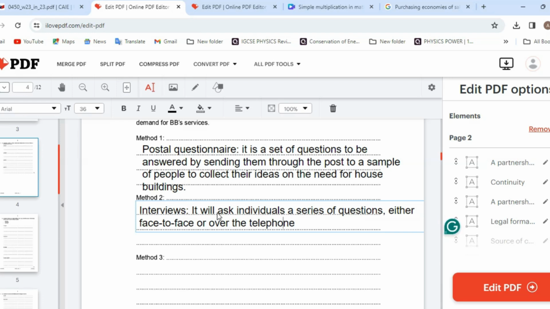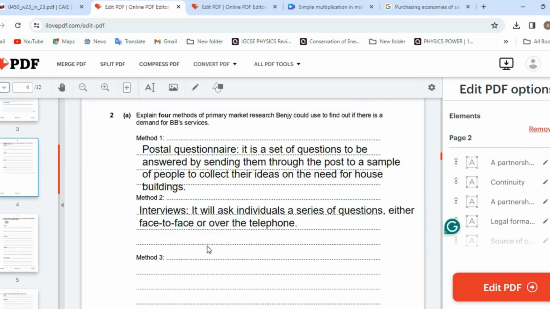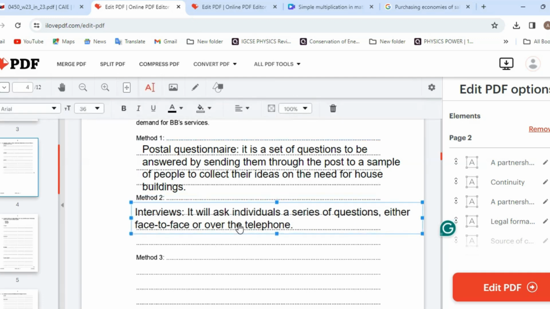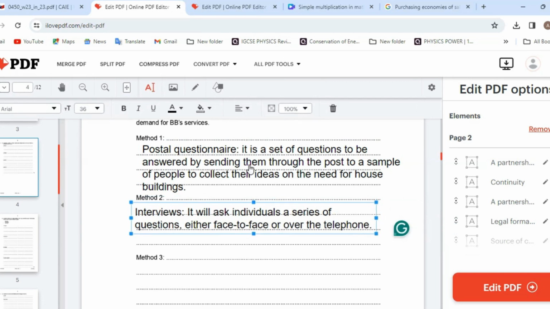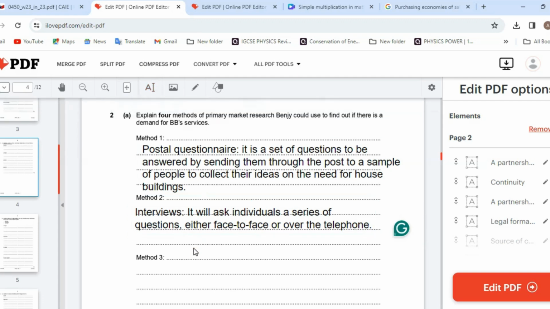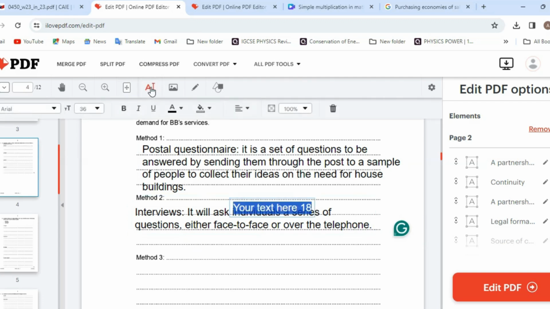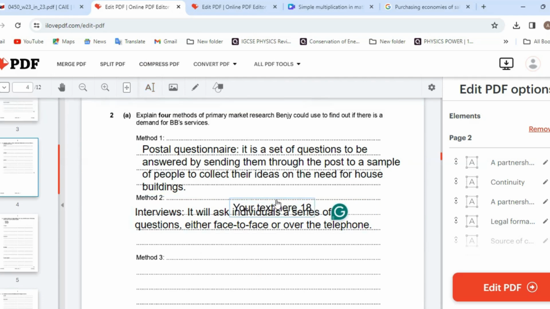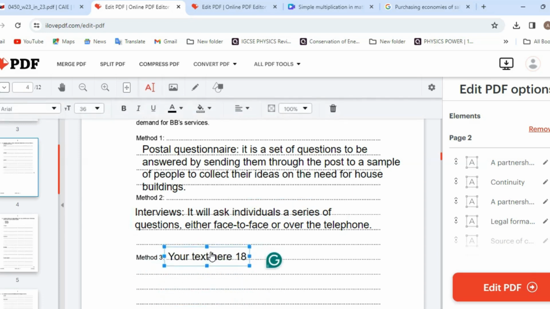Okay, another method is what? By using focus group, that is a group that can represent the target market and be asked to discuss the business. Let's type that. Also, we have the third method to be what? To be focus group.